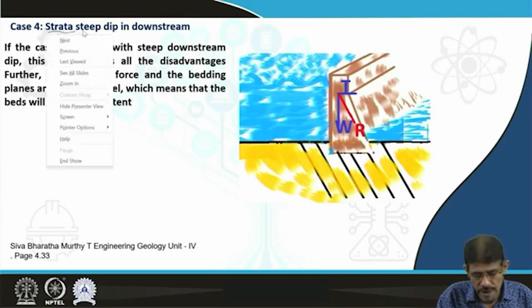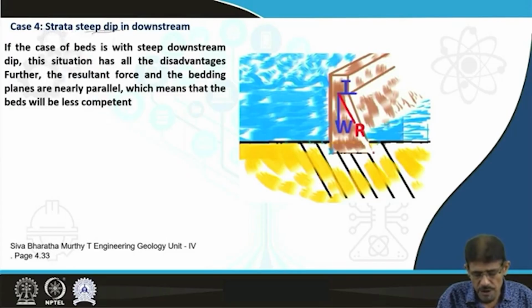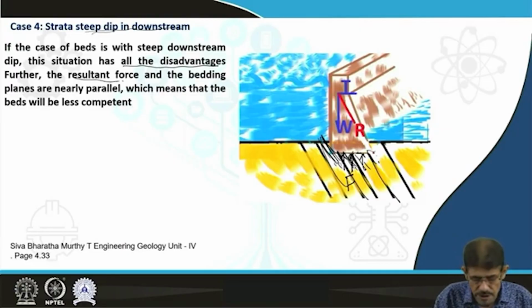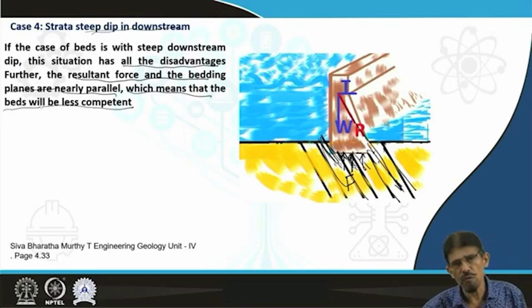The strata dip steeply on the downstream side. In this situation, disadvantages occur where the filtration of water is going to create uplift, an upward acting force, as well as a resultant force, and the bedding planes are nearly parallel to each other, which means that the bed will be less competent and may be prone to slide.